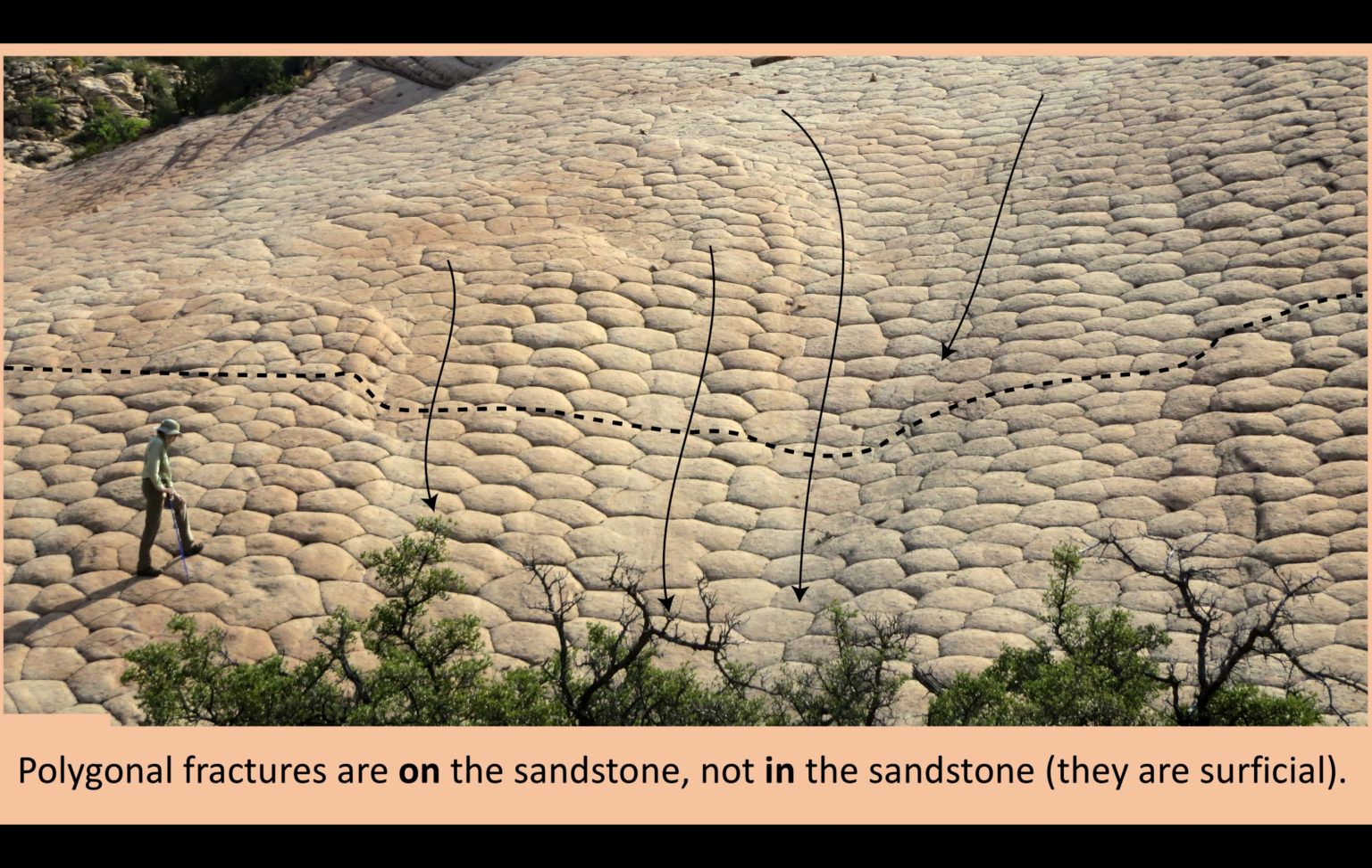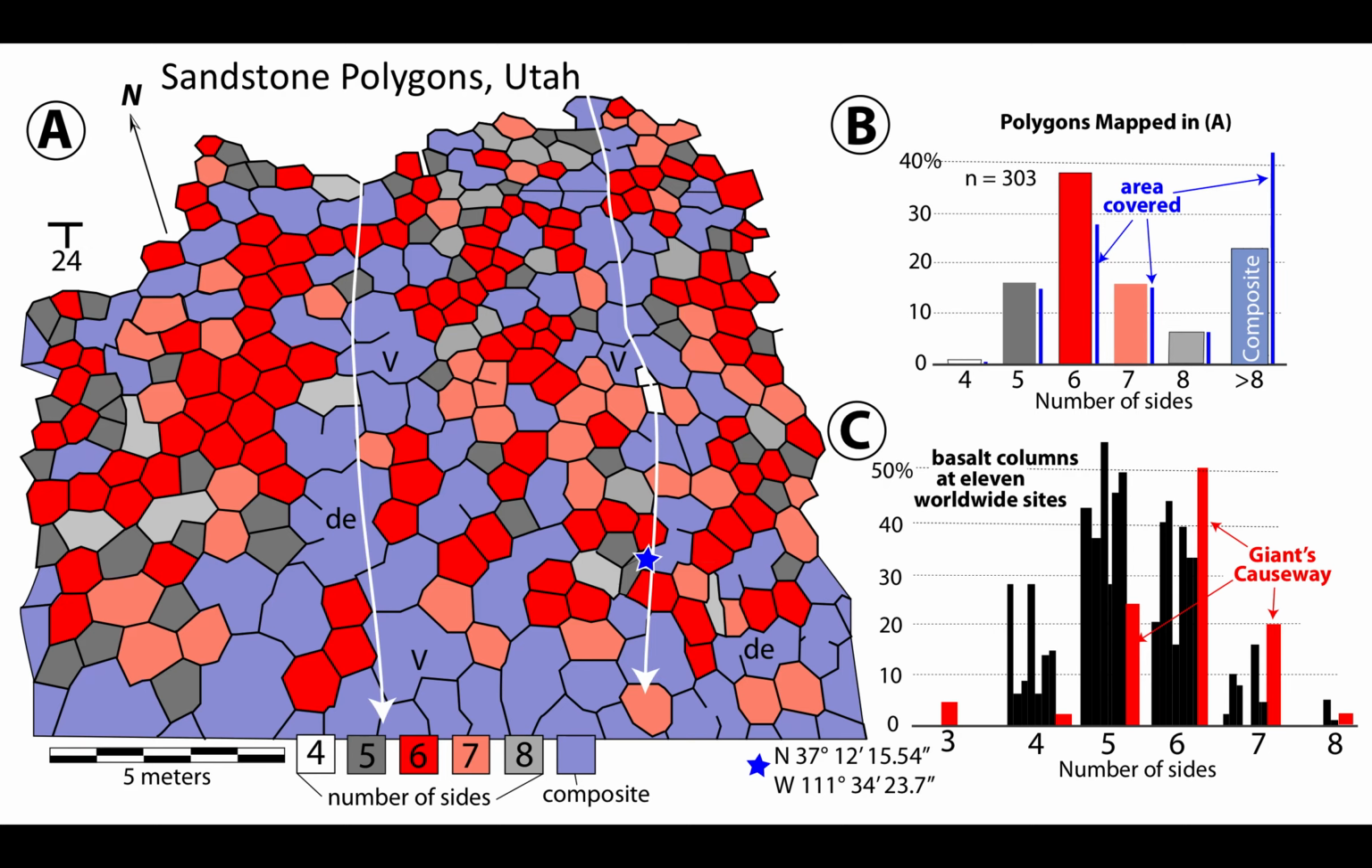Here are those polygonal fractures. They occupy the sloping surface of a Navajo crossbed set. The skinny arrows show where water has flowed over the rock, and here you can see that some of the fractures have been erased along the watercourses. That shows you that the fractures are shallow. They're usually less than 15 centimeters deep. They are on the rock, not in the rock.